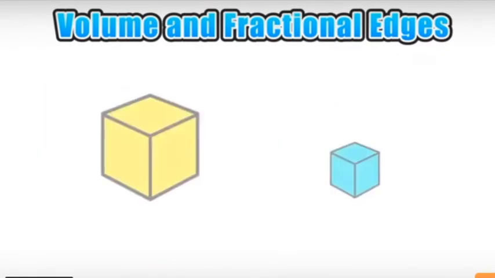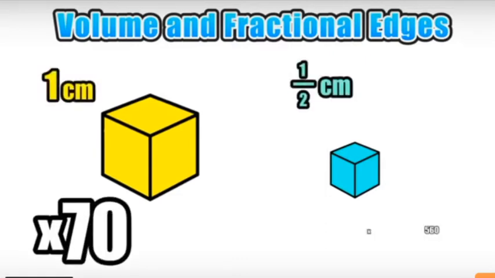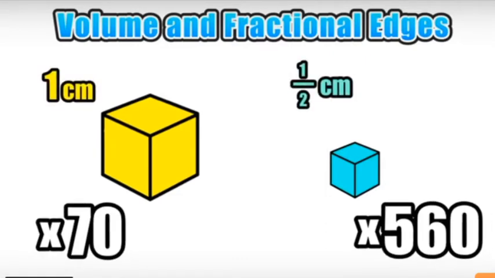So now let's go ahead and take one last look at the difference between the two different units of measurement that we use to express the volume of that rectangular prism. So again, we use 1 centimeter cubes and 1/2 centimeter cubes. In terms of 1 centimeter cubes, the figure's volume was 70, and in terms of 1/2 centimeter cubes, the figure's volume was 560.